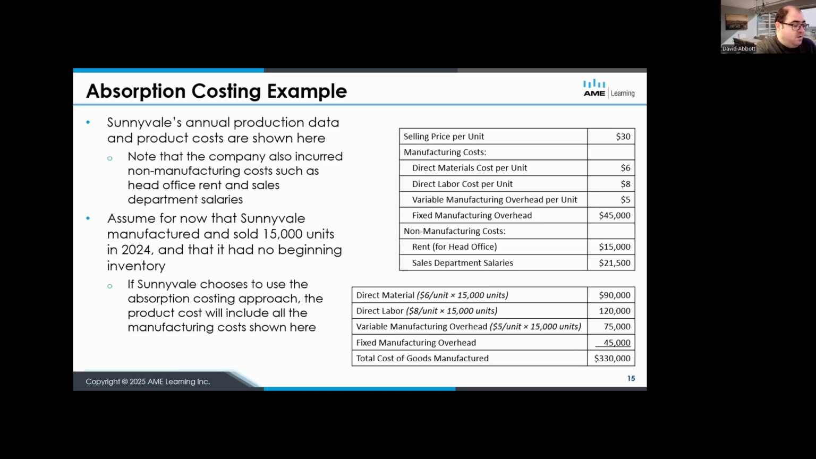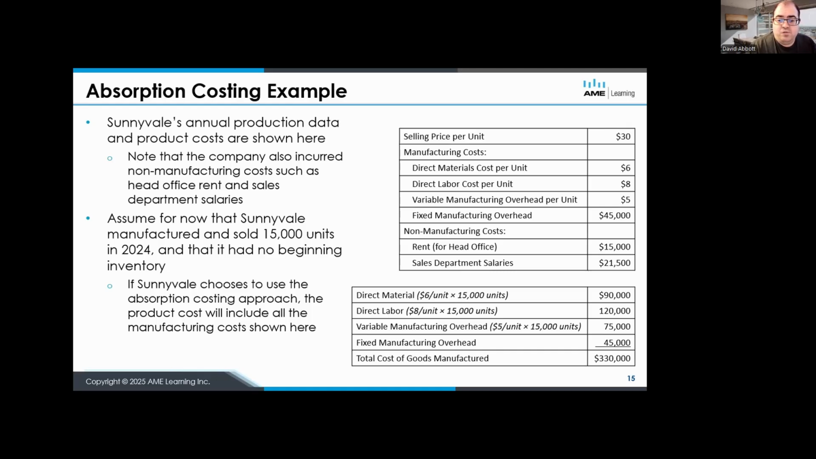And I should say, since this will also be going out on YouTube, the text I'm using is the Managerial Accounting Principles version 4.0. It's published by AME Learning. So we see the information listed here on the screen, and we see that the company also has included non-manufacturing costs such as head office rent and sales department salaries.